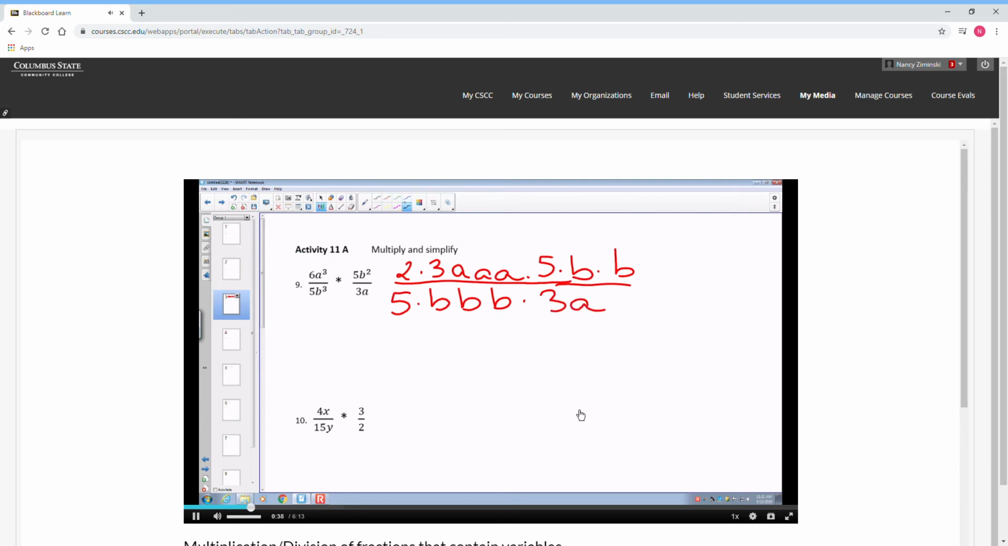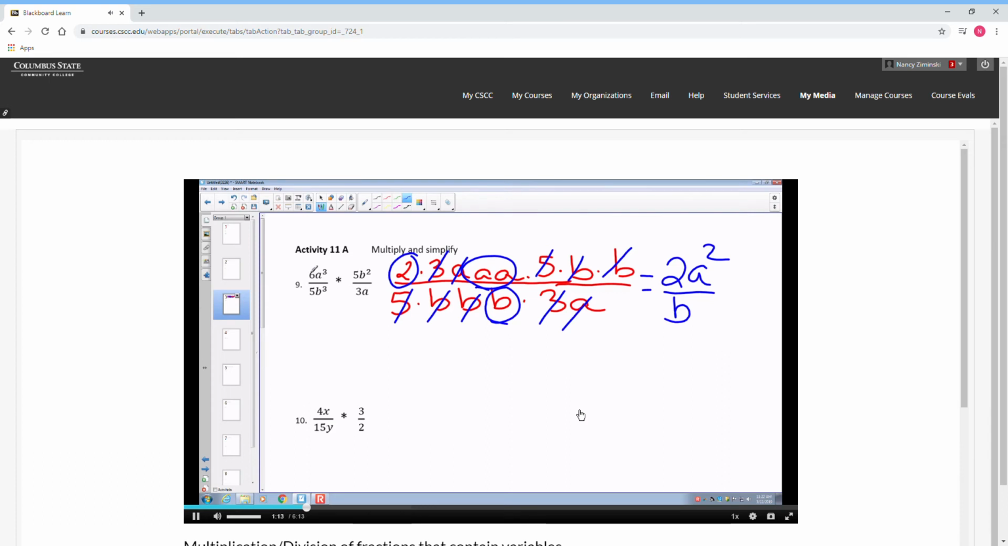And I'm going to divide out common factors. So I have 3 divided by 3, which is 1. A divided by a is 1. 5 divided by 5. B divided by b. And b divided by b. And I'm left in the numerator with 2a squared, and in the denominator with b. So my simplified product is 2a squared over b.